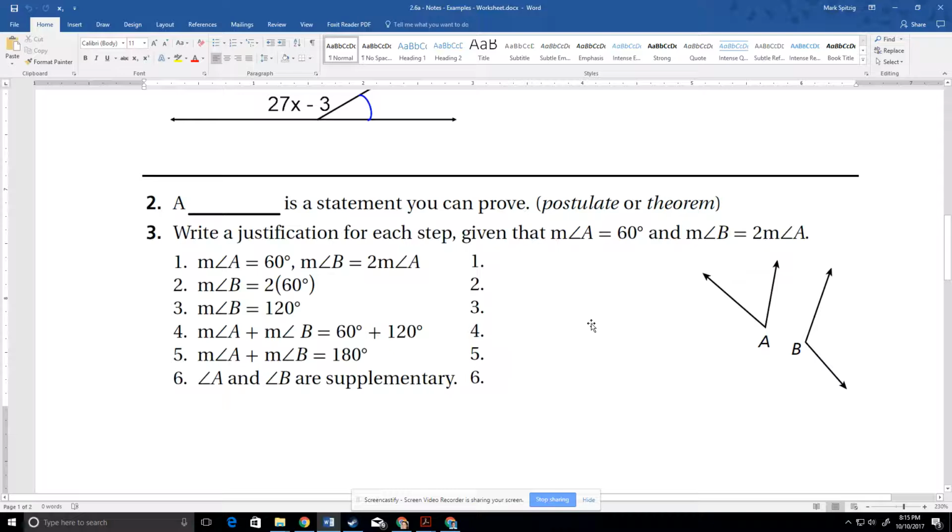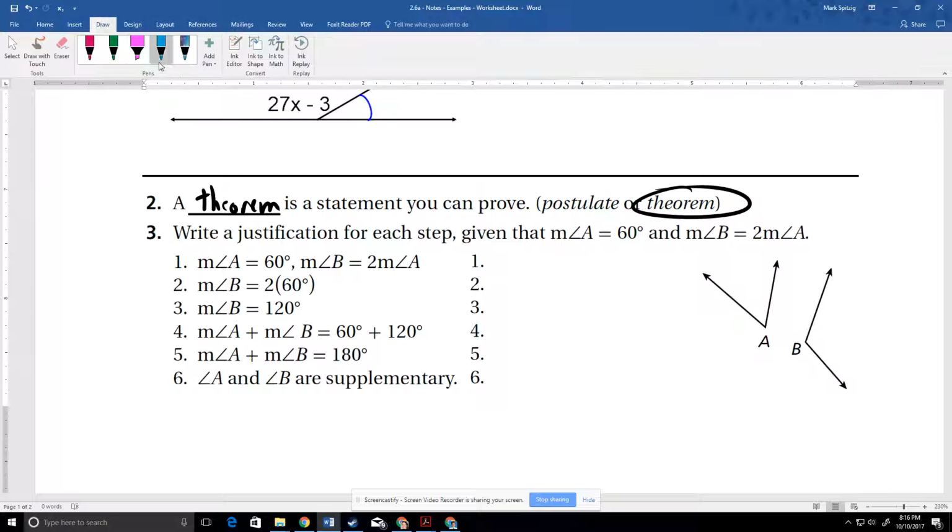All right, so here we go with the first part of 2.6, 2.6a. The first question here is what's a 50-50 shot, and it's theorem, right? So it's a theorem. It's a statement you can prove. Remember, a postulate is a statement that we assume to be true, but we can't actually prove it. So what we're doing here is we're coming up sort of with theorems, things that we can prove. Right now, this one is just about sort of justifying. So we're just trying to justify each of the steps.